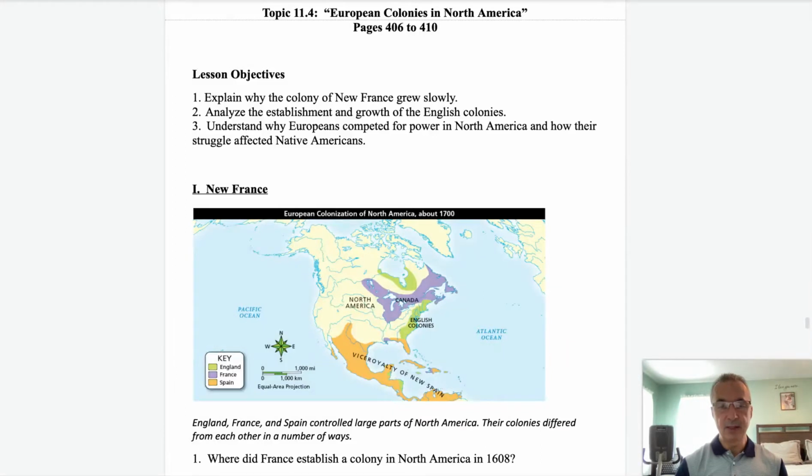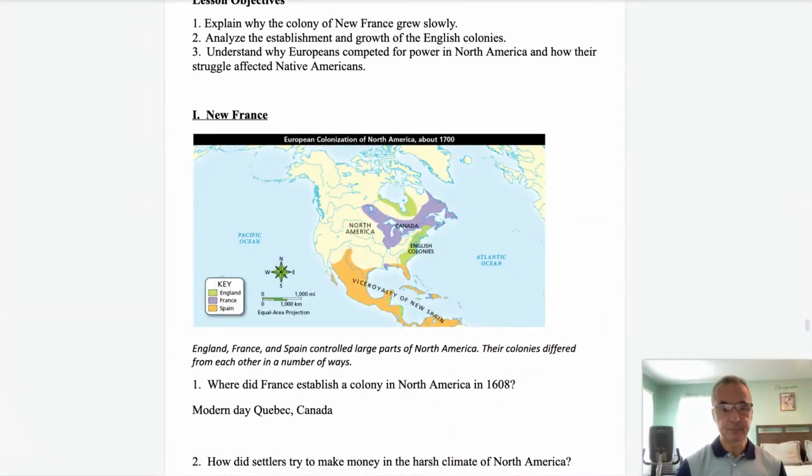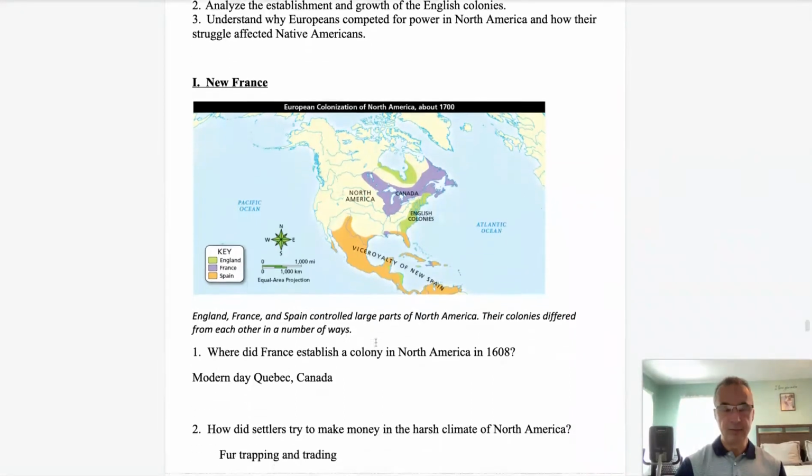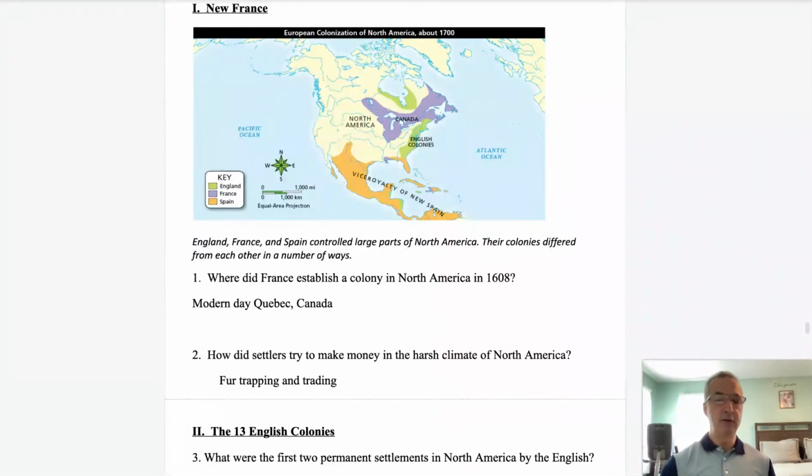One, where did France establish a colony in North America in 1608? Where we see it's in Canada, what is modern day Quebec, Canada. Two, how did settlers try to make money in the harsh climate of North America, in particular in the Canadian region? A lot of the early wealth, especially for New France, was through fur trapping, or furs, and then, of course, trading.